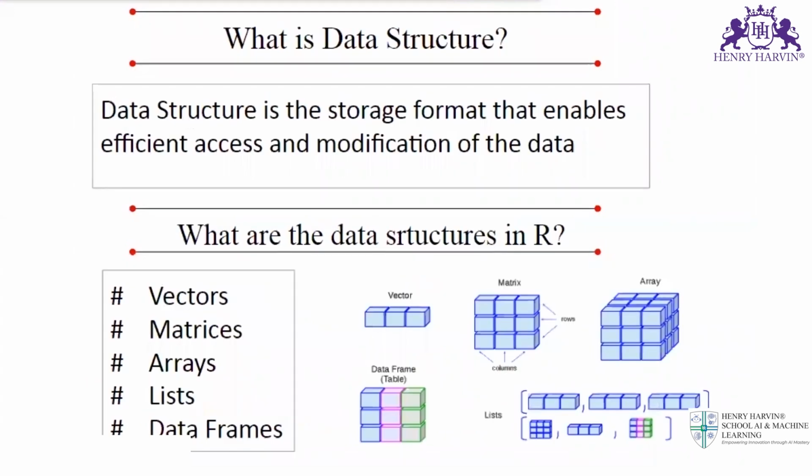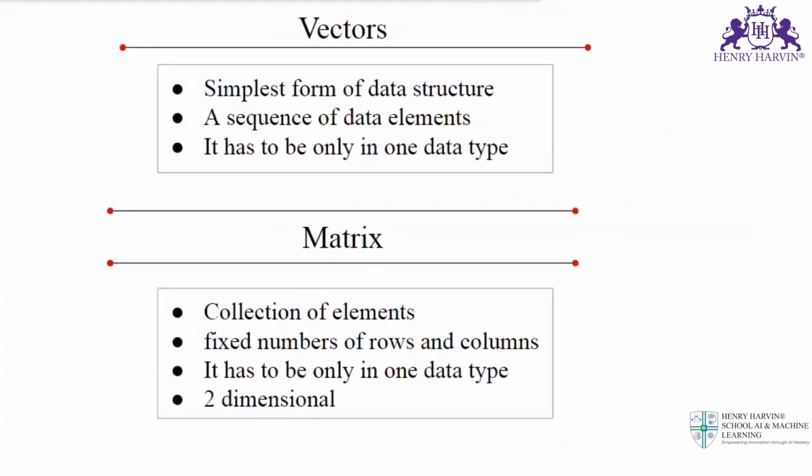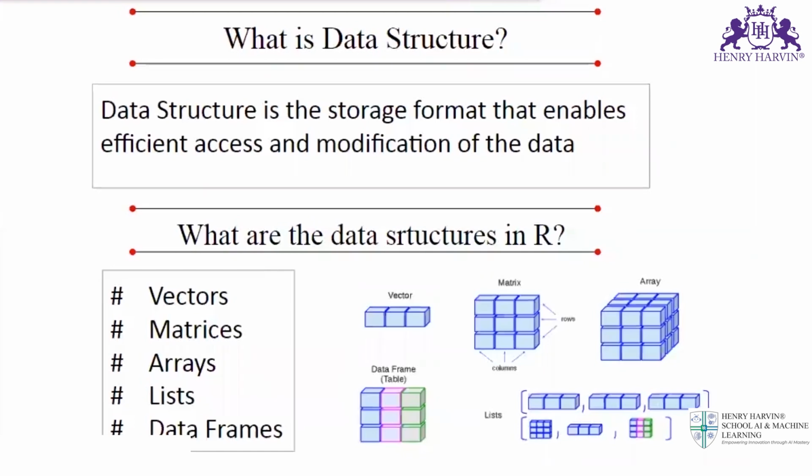Next are data structures. Data structures are very important in any language. A data structure is a storage format that enables efficient access or modification of the data. There are different kinds of data structures that we use in R. First is vector, second is matrices, arrays, list, and data frames.